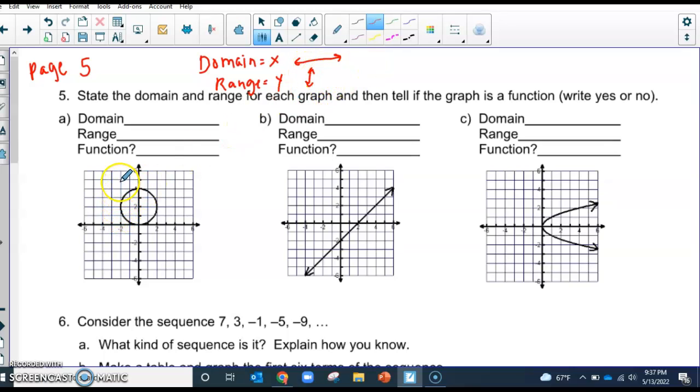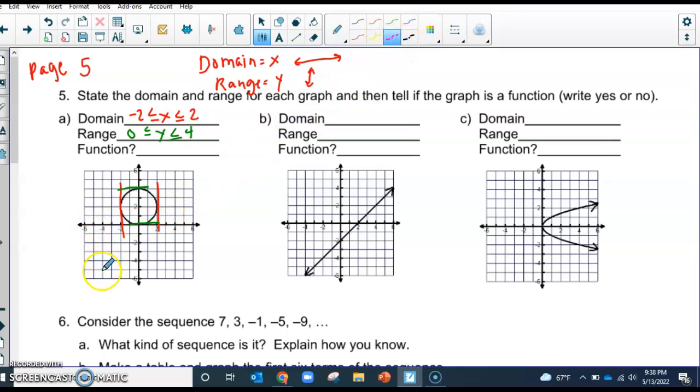So for our domain, for this one, I'm looking at left to right. How far are these going? I always start with my negative numbers. So my domain goes from -2 to +2, and my range, I always start with my lowest number, starts at 0 and goes to 4. Because these are numbers and not infinity, these are going to be less than or equal to.